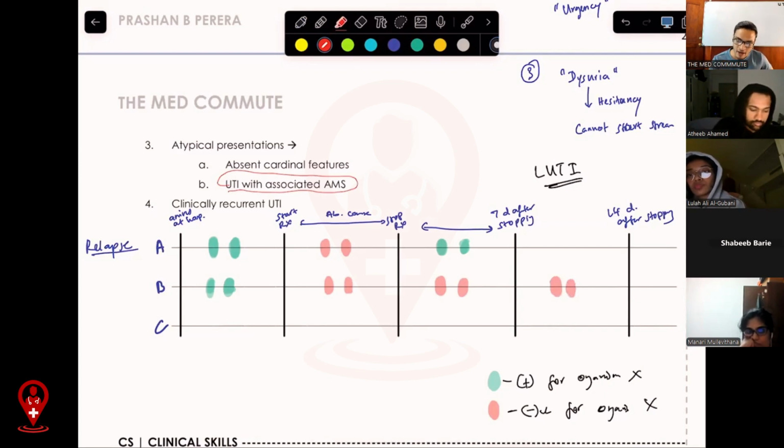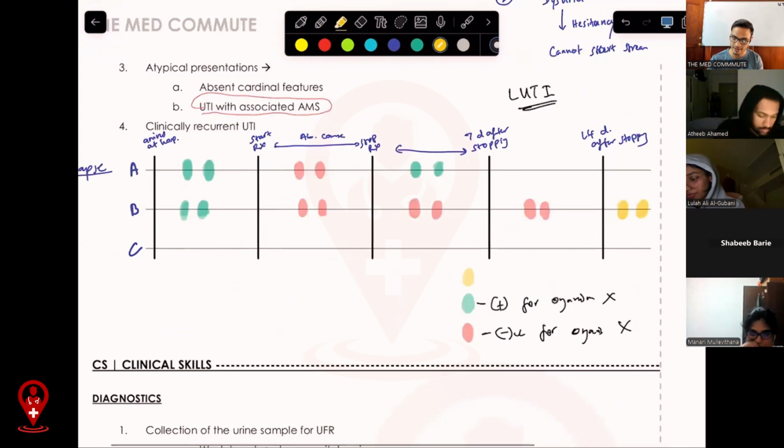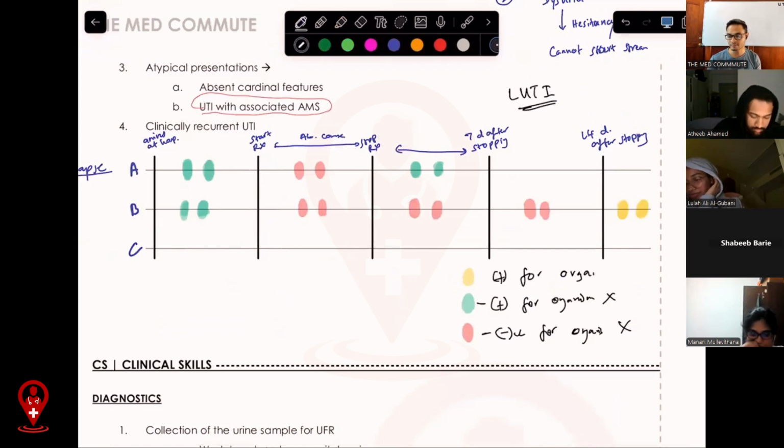Then after a while, maybe 1 month later, the patient comes again. You don't even ask the patient to come now. After these 2 weeks, there is no need to tell the patient to come again for another follow-up. After about a month, the patient comes again and says, doctor, I have the same symptoms again. This time you do another culture and you see this yellow guy. What is this yellow guy, guys? This is a positive culture for an organism. Let's say this time Y, a different organism.